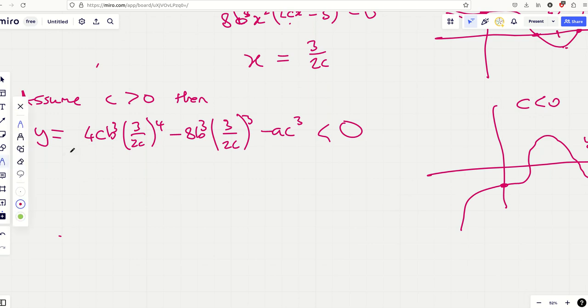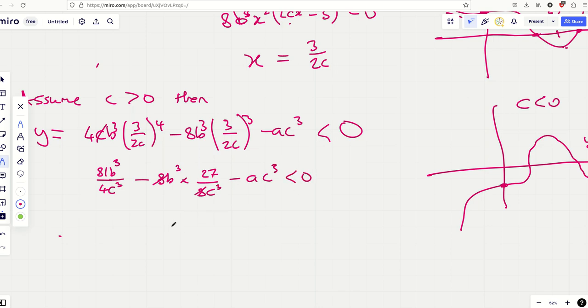So this becomes, we're going to try and do this as efficiently as possible. 2 to the 4 is 16, but you're going to have a 4 over 16, so it's going to be over 4. One of the c's is going to cancel, and you're still going to have a c cubed on the bottom. On the top, you're going to have 81b cubed. And that's all good. Okay, minus 8b cubed times 27 over 8c cubed. Let's cross out the 8's. Minus ac cubed. And we want that to be less than 0.